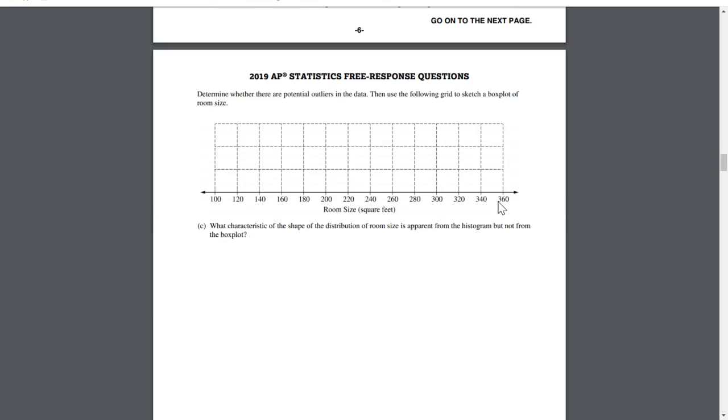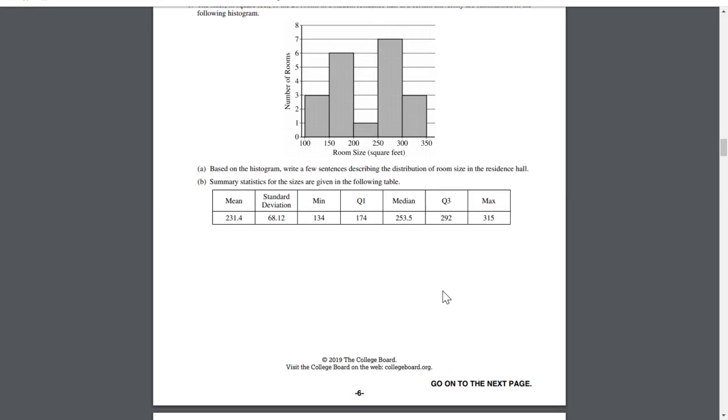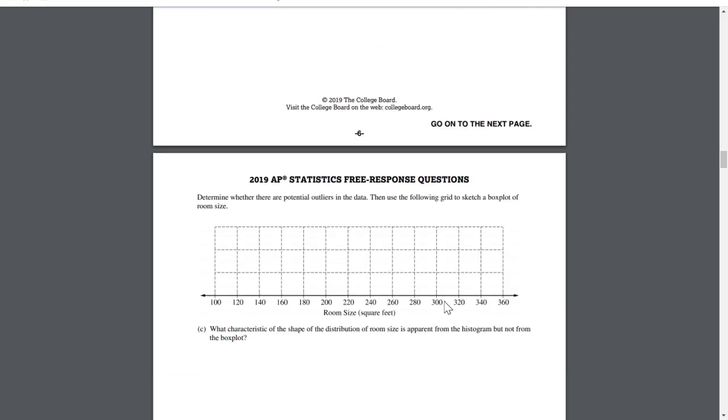Alright. Part C. What characteristic of the shape of the distribution of room size is apparent from the histogram but not from the box plot? It's bimodal. You can't see that in the box plot. You could see that clearly in the histogram. And that's it.